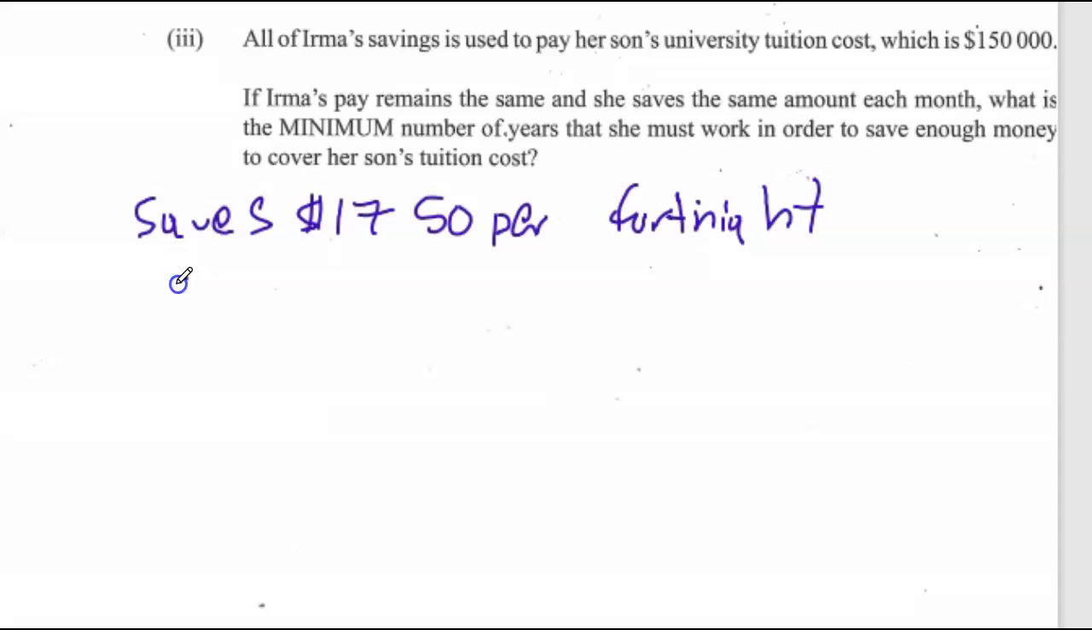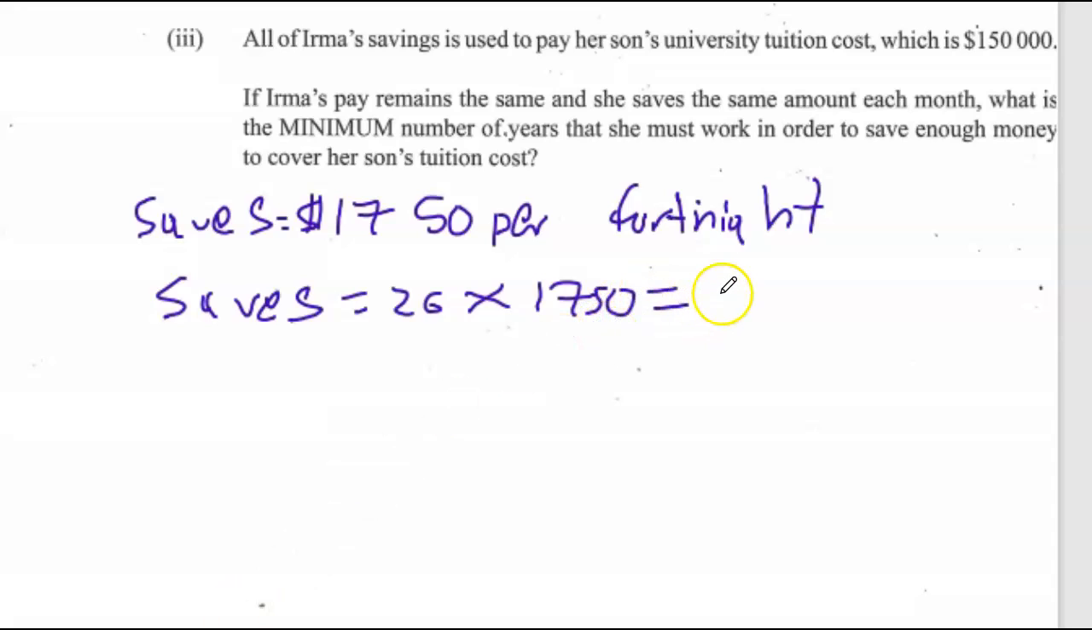So per year, she saves 26 times, remember, 52 weeks in a year. So we have 26 fortnights in the year. And she saved $1,750 per fortnight. So per year, she saves 26 times 1750, which gives what's 26 times 1750? That's $45,500. This is per year.